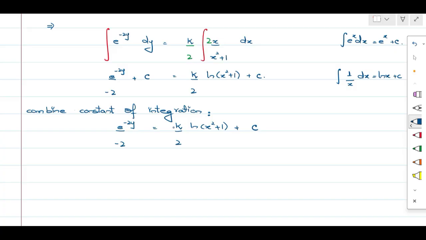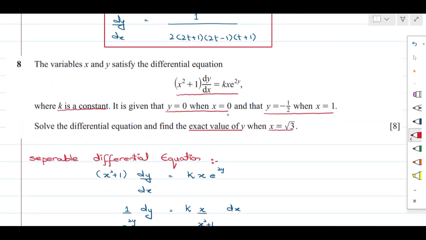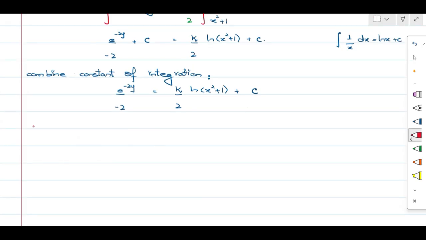Now we have two conditions. One condition is to solve for k, the other condition is to solve for c. Two conditions, two unknowns, right? So let me use those two conditions and solve for the unknowns. The first condition is: when x is 0, y is 0. So we are given that x equals 0, y equals 0. So let me use this condition.